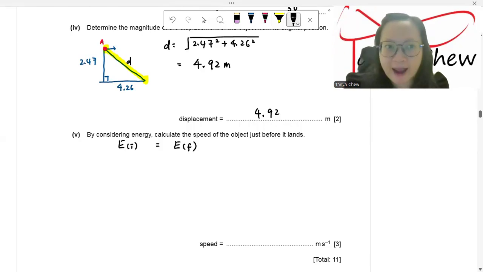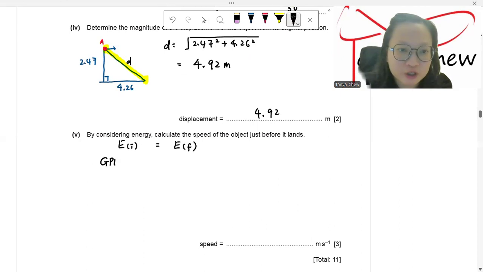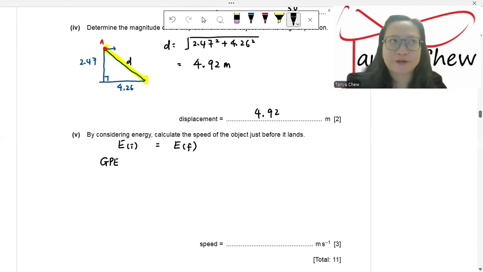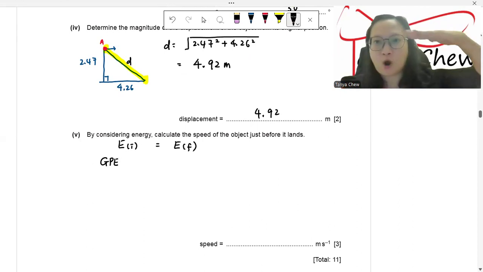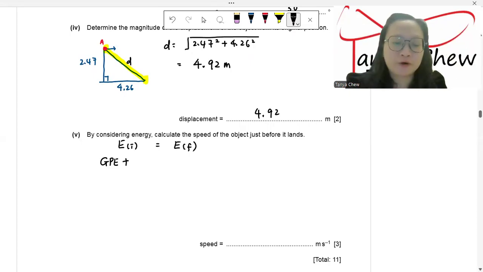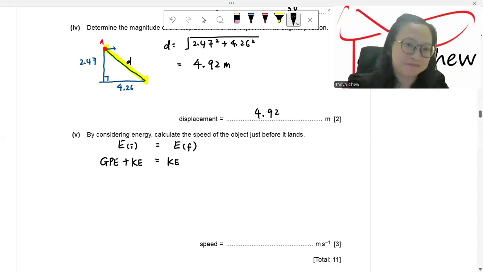Therefore, it has gravitational potential energy. And remember, this object is projected at a horizontal speed. Therefore, this object must have kinetic energy. And this is equal to the final energy, which is the kinetic energy just before it lands.